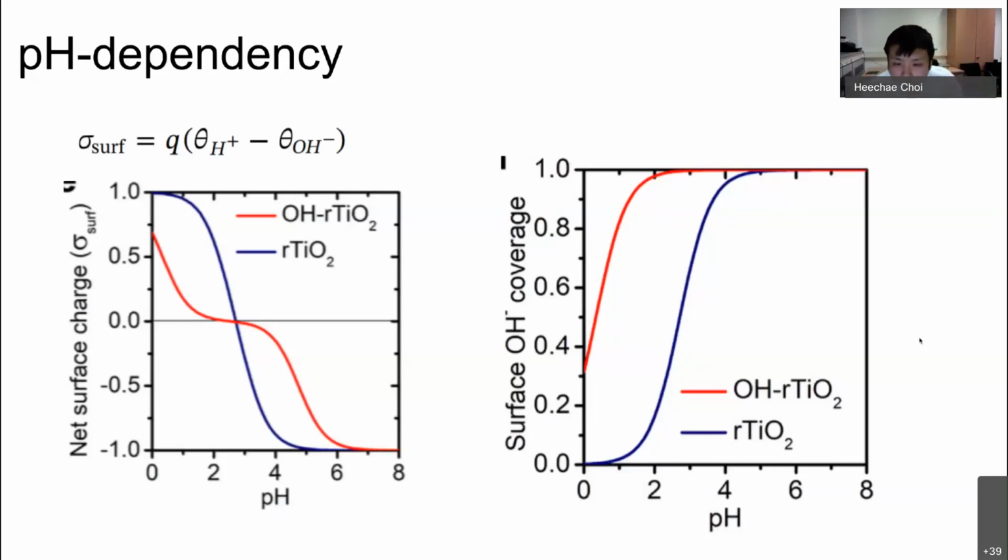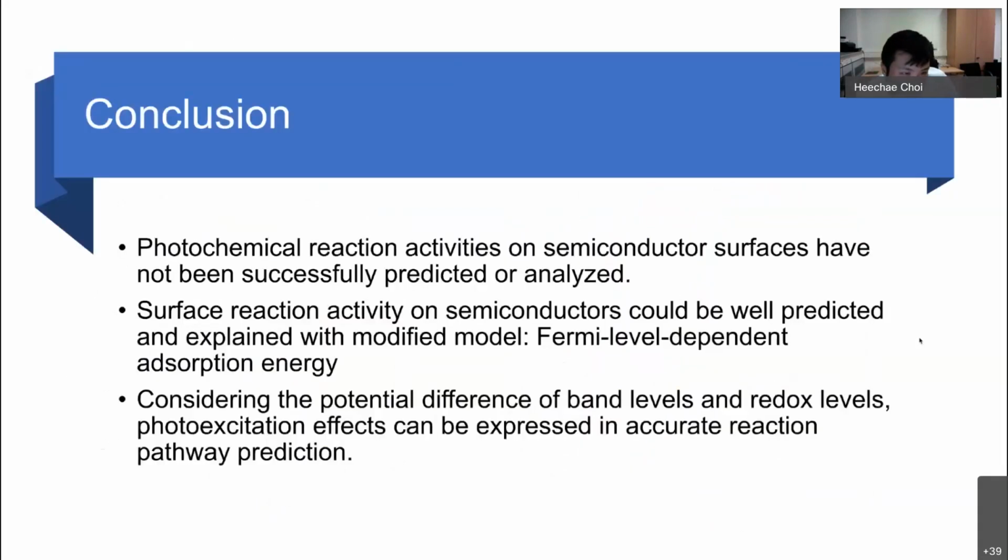And surface OH- coverage is much higher when TiO2 is reduced. Let me repeat that. OH-RTiO2 means a reduced TiO2 because it has much larger OH coverage on the surface. So our theoretical analysis could successfully explain and predict the surface charge and surface coverage of the charged adsorbate. So yeah, this is the conclusion. Photochemical reaction activities on semiconductor surfaces have not been successfully predicted or analyzed yet. So surface reaction activity could be well predicted or explained with our modified model.